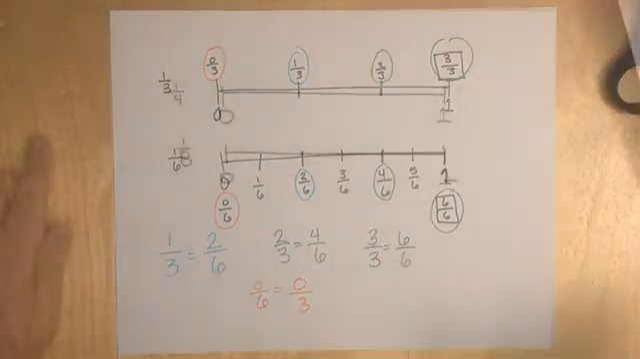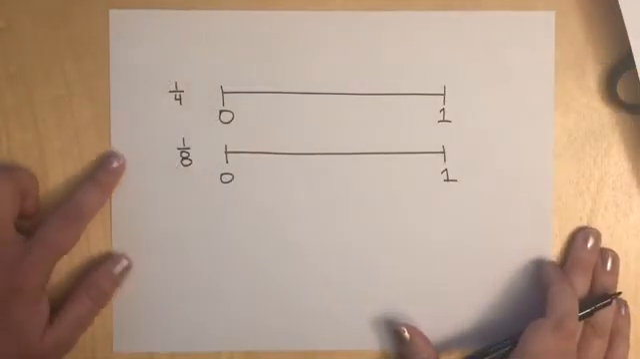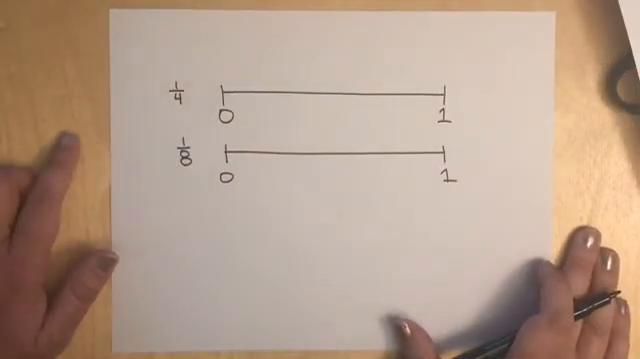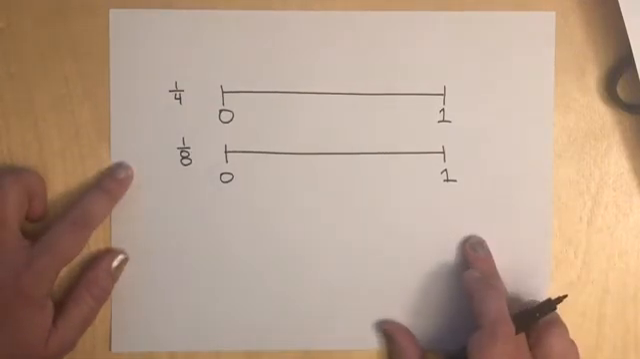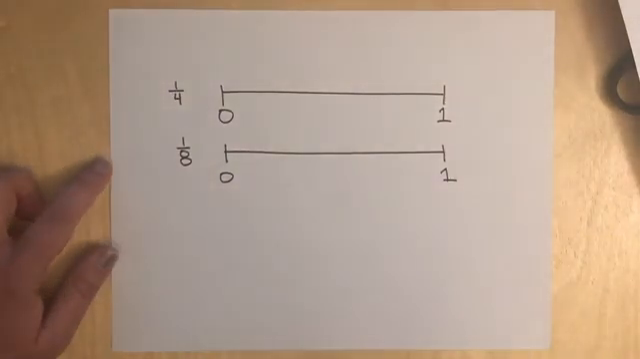Let's try another. Draw 2 more number lines exactly the same length. Divide the first into 4ths and the second one into 8ths. And then find all of the equivalent fractions that you can by using your number lines. Press pause and press play when you're done.